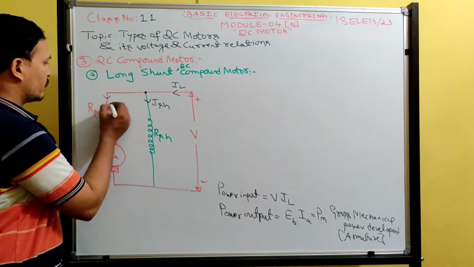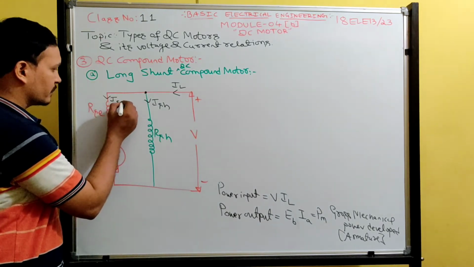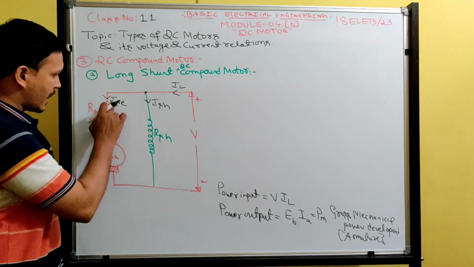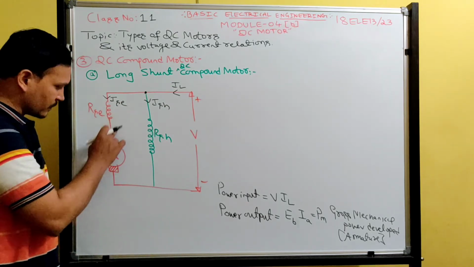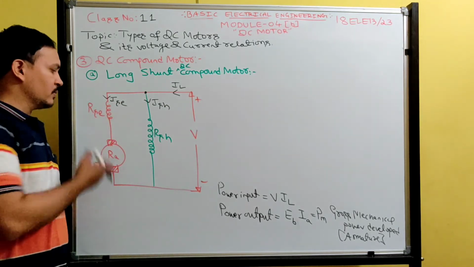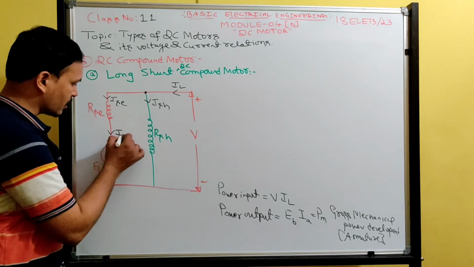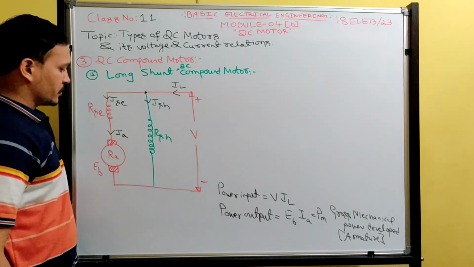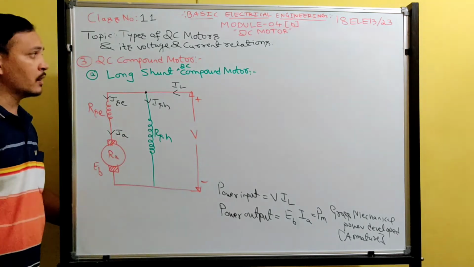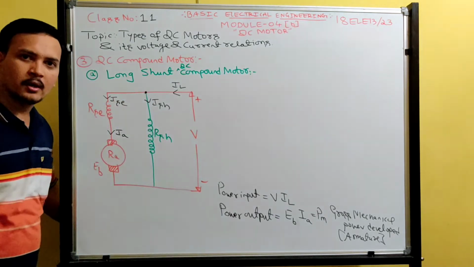Now what is the current flowing in the series field winding? Very good, ISC. And the same current is flowing in the armature, because these two are connected in series. So the current flowing in the armature is IA. This is the diagram for the long shunt DC compound motor.